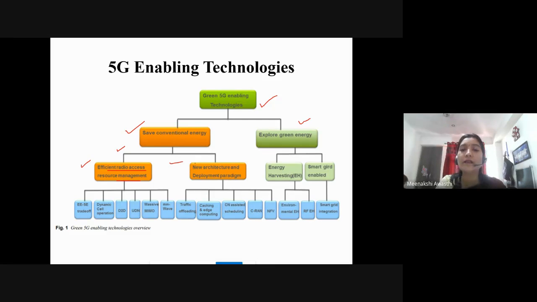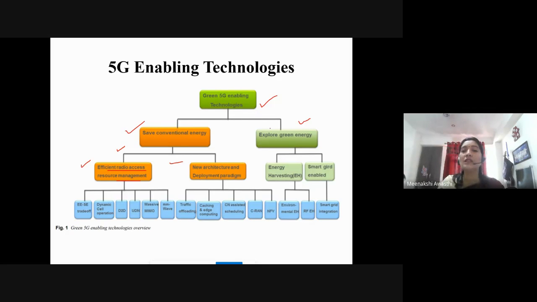The second broad area to save conventional energy is new architecture deployment paradigm. So traffic offloading, caching and edge computing, CN assisted scheduling, CRAN and NFV. These are the few ways that come under the new architecture and deployment paradigm part to save the conventional energy.